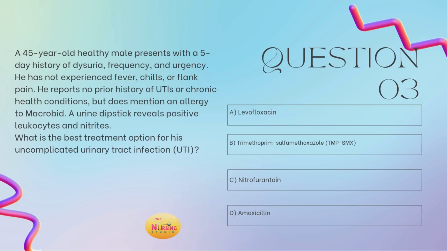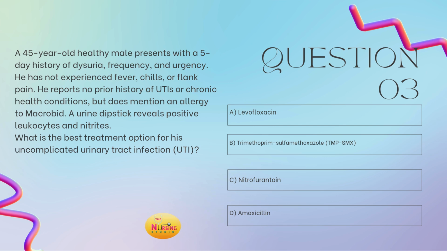All right, and lastly, question number 3. A 45-year-old healthy male presents with a 5-day history of dysuria, frequency, and urgency. He has not experienced fever, chills, or flank pain. He reports no prior history of UTIs or chronic healthcare conditions, but does mention an allergy to Macrobid. A urine dipstick reveals positive leukocytes and nitrites. What is the best treatment option for his UTI?